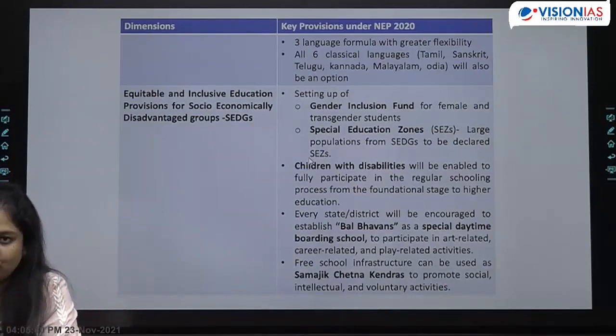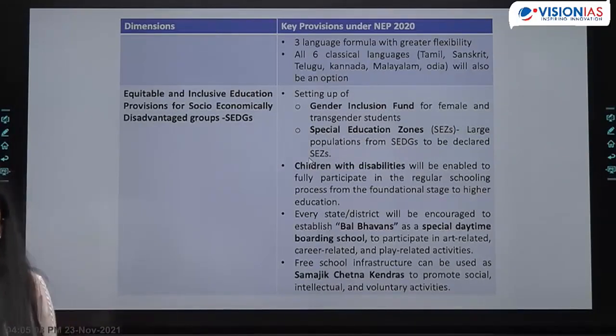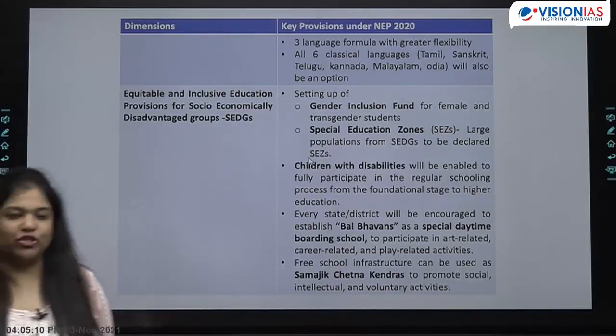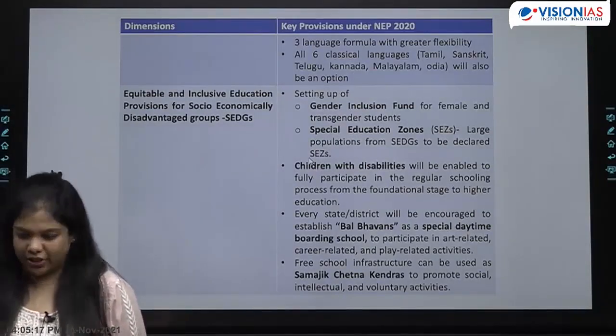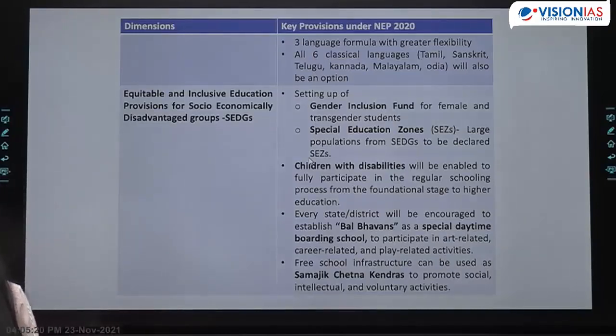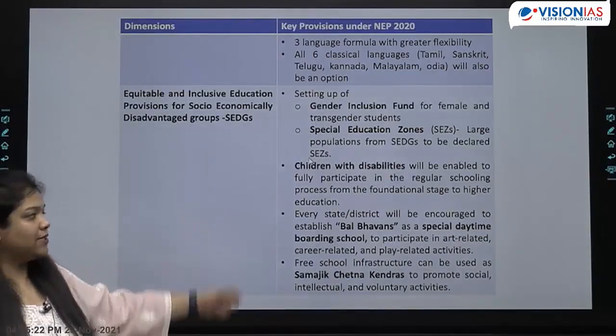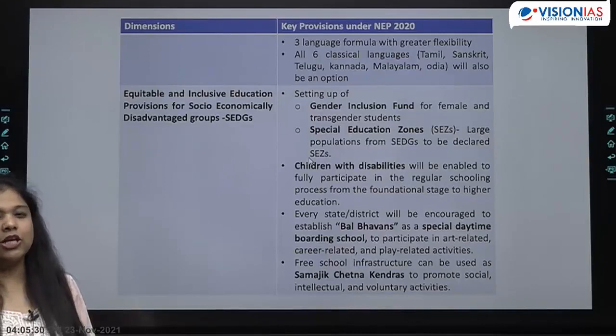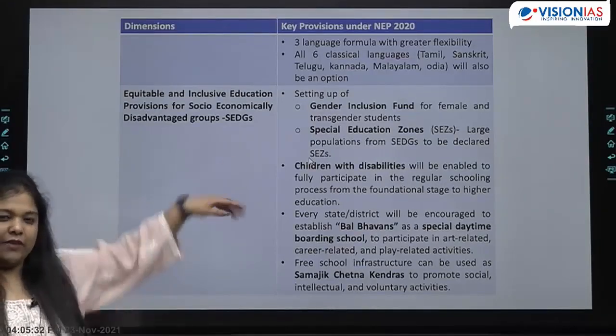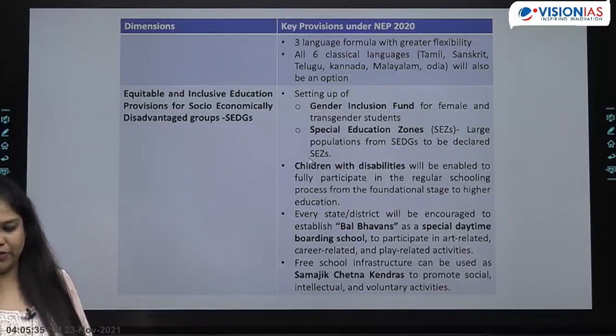Then in order to ensure inclusive education, or education acting as a tool for leveler rather than inequality, there are provisions for gender inclusion fund, there are provisions for special education zones which would be focusing on those areas where there are large populations of socio-economic disadvantaged groups. Then children with disability will also be fully able to participate in regular schooling right from the foundational stage to higher education. Remember हमने कल ही बात करी थी inclusive education without labeling when I was discussing person with disability. That is what it means.